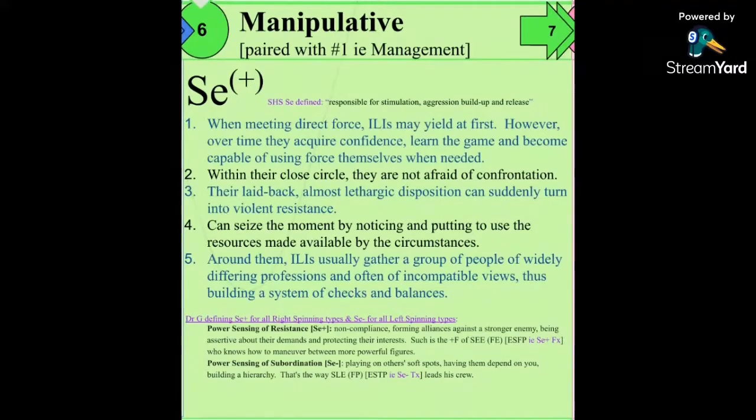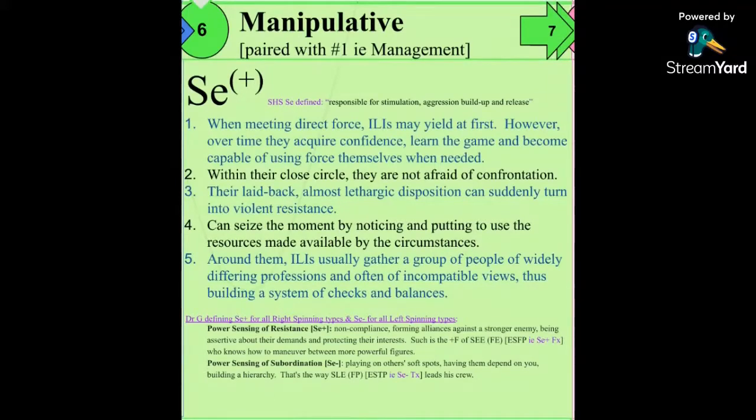Their laid back, almost lethargic disposition can suddenly turn into violent resistance. Yes, this is kind of like the binary with the FE and their emotions. It's like all or nothing. It's not finely grained like an FE Dom. They can sort of dial up and down their affect display. Can seize the moment by noticing and pointing to use resources made available by the circumstances. Well, it's interesting there that he's got that adaptability part of SE in there that we notice in SE Doms. I mean, that's that very tactical intellect, seize the moment, available resources in the present circumstances. That is very tactical intellect and very consistent with the artisan temperament.